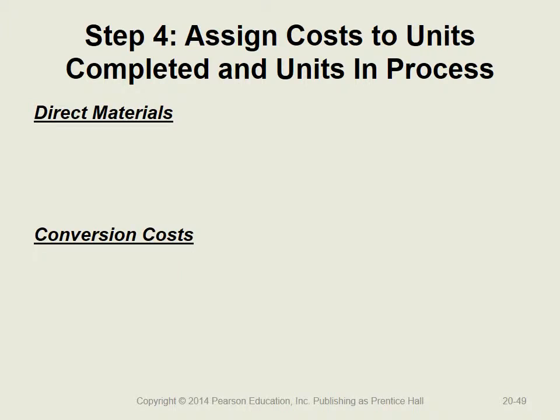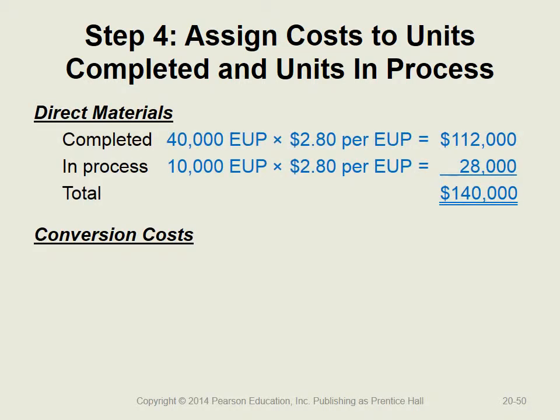The last step is to assign costs to the units. This step shows where the $208,000 of total costs to be accounted for by the assembly department should be assigned. For direct materials and for conversion costs, the costs must be divided between two categories: the 40,000 completed puzzle boards that have been transferred out to the cutting department and the 10,000 partially completed puzzle boards remaining in the assembly department's ending work in process inventory. This is accomplished by multiplying the cost per equivalent unit of production times the equivalent units of production.